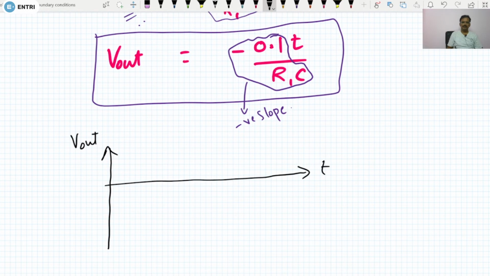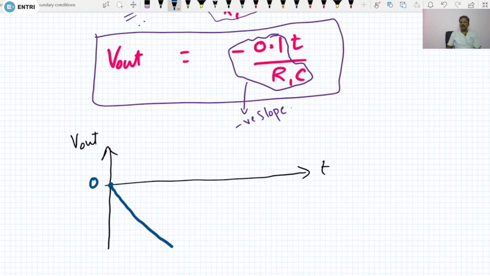When t equal to 0, V out is equivalent to 0, right? As t goes on increasing, this slope is negative and constant. That means you are going to get a ramp which is decreasing like this. You are going to get a negative ramp here. Understood? So V out will go on decreasing.